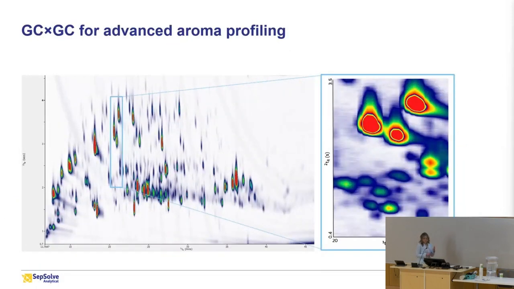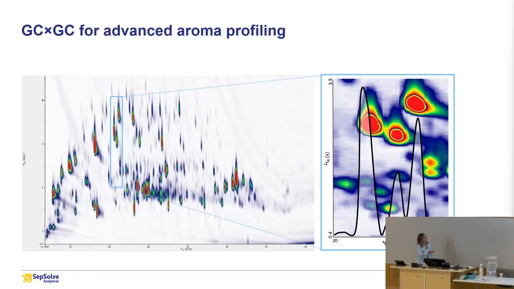As we know, GC-GC is great for aroma profiling. As you can see over here, we get hundreds of peaks that are really most suited for GC-GC. If we zoom in, we can see multiple peaks overlapping, and so we need that second dimension separation. Further, if we look at a 1D, we can clearly see that if we were doing only 1D chromatography, we'd have multiple analytes overlapping.